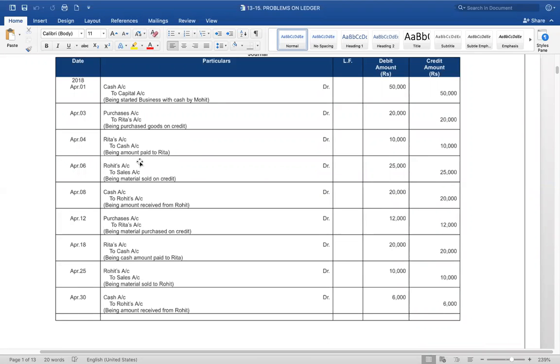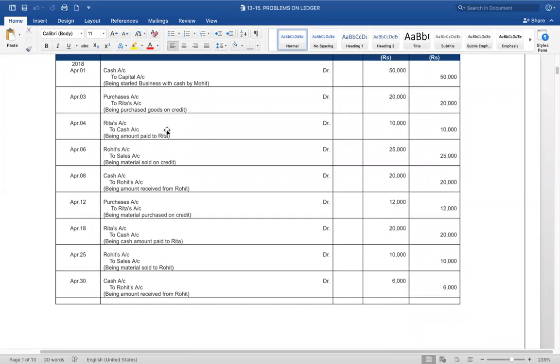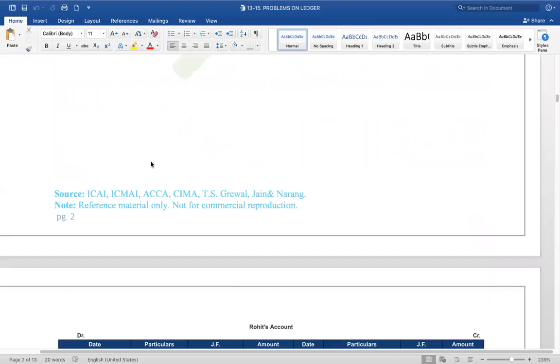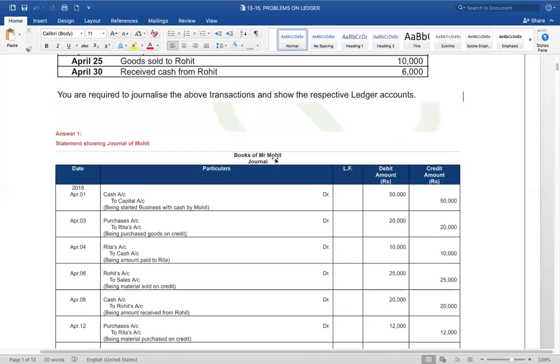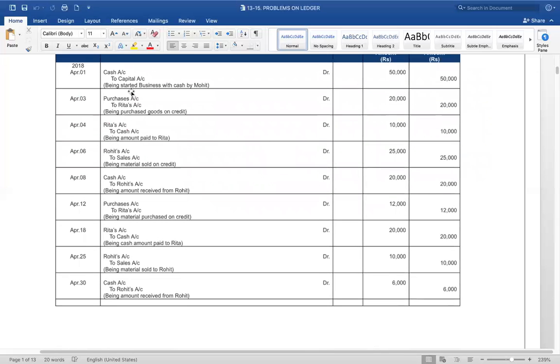What else? Sales. Sales account. Let's open the sales account. Let's look at the sales. Wherever you find sales, check it. Rohit's account debit to sales. Sales account is credited with Rohit. And anywhere else? On 25th, Rohit's account debit to sales. Again, sales account is credited with Rohit. That's it.